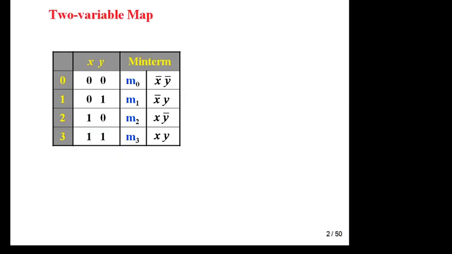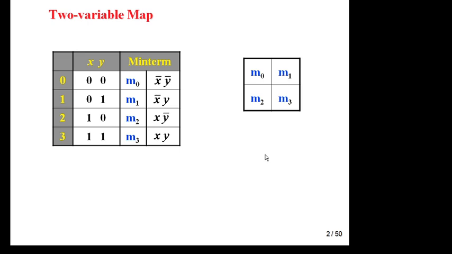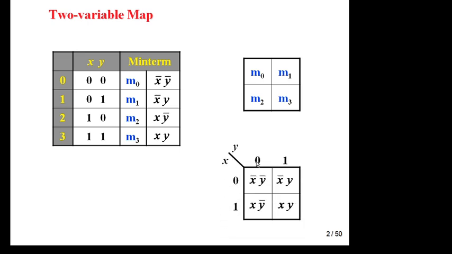Now the 2 variable K-map. In a 2 variable K-map there are 4 possible values: 0 0, 0 1, 1 0, and 1 1. And for minterms, what will be the values? 0 0 means x bar y bar, 0 1 is x bar y, then x y bar, and x y. These are your cells m0, m1, m2, and m3. This cell is 0 0, 0 1, this cell 1 0, and this cell 1 1. These are the values.